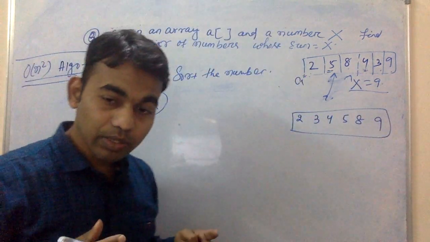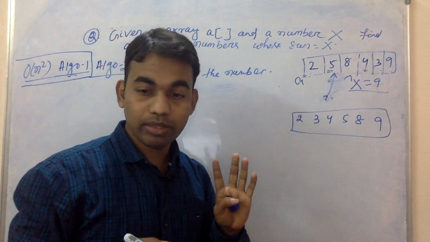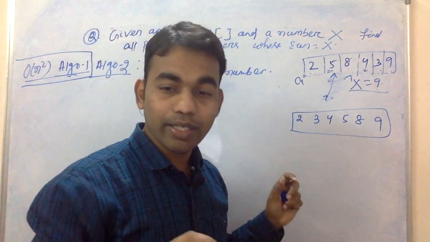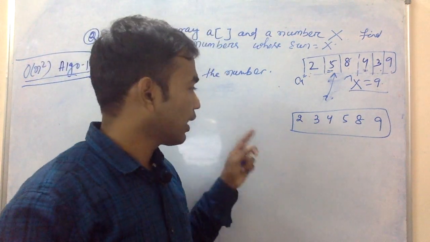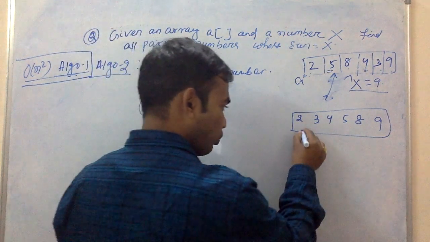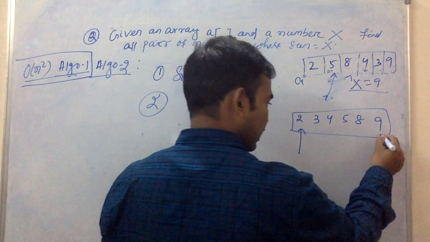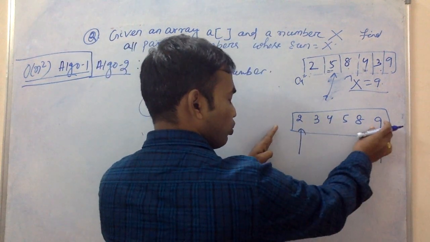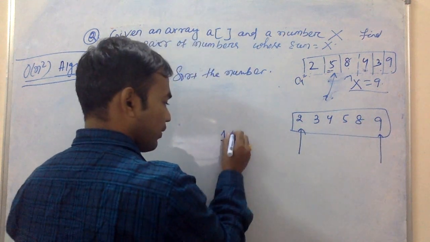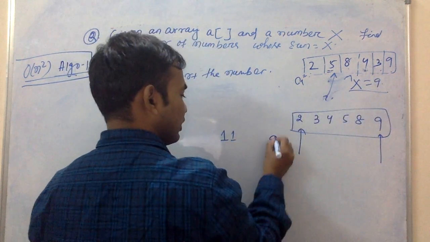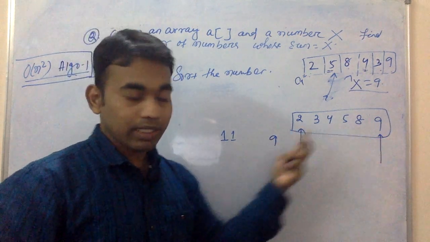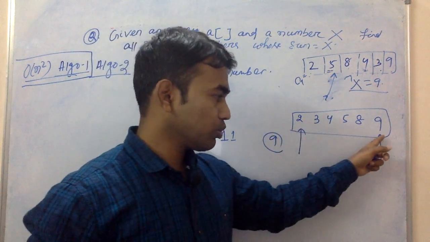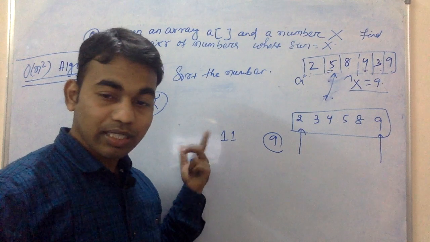Now tell me, I need to find all pairs whose sum x is 9. That is what I need to find out. Now just think, how can you find this solution? I will take two pointers, one here and one there. Try to understand this, it is very important. If I add 2 plus 9, it becomes 11, but I need the sum to be 9. Whenever I add these two, I am getting 11. That means a greater number.